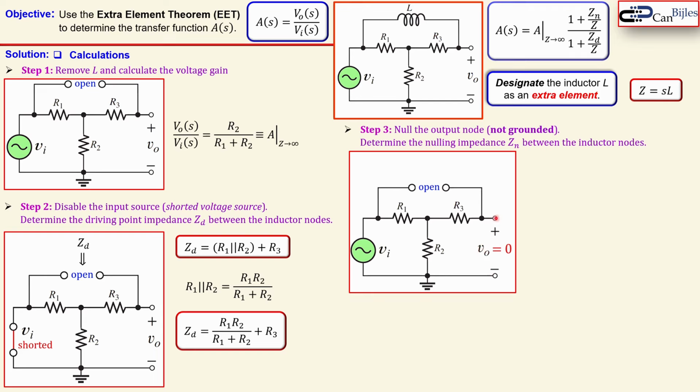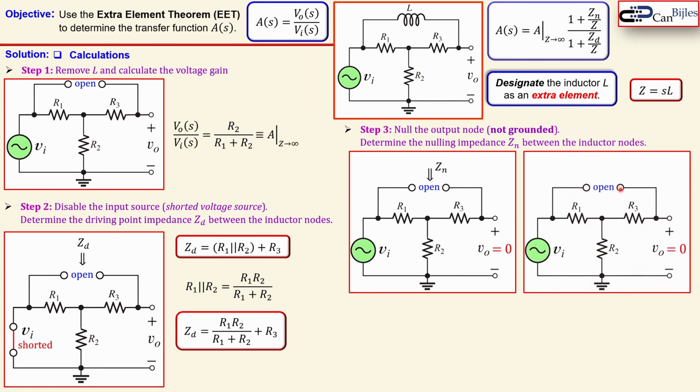So this potential here at this node is 0 volts. We have again our open inductor and the rest of the resistors are in place. And where we look is now again between these 2 nodes, and that is our nulling impedance. In this case, it will be better to apply here a test source and then determine Zn.